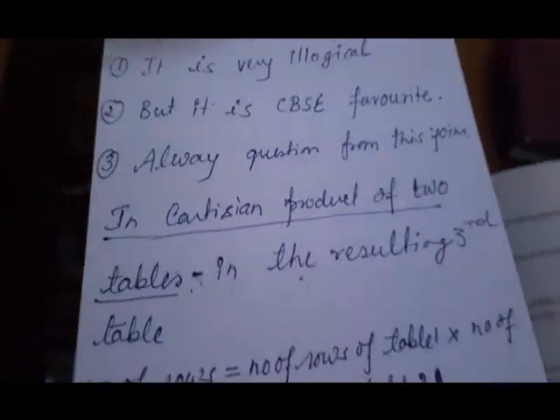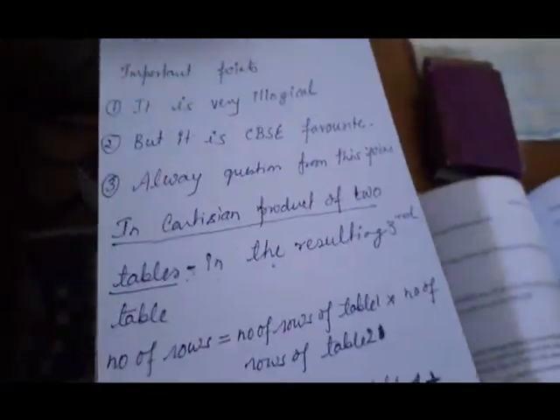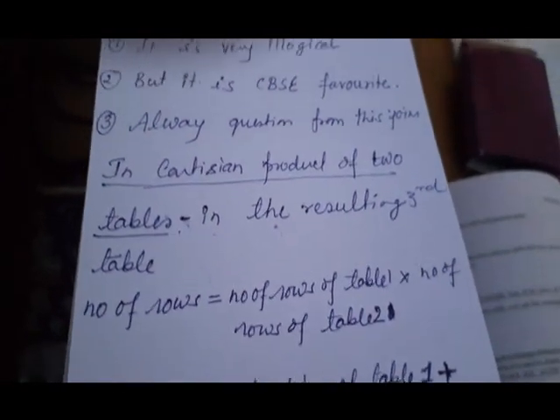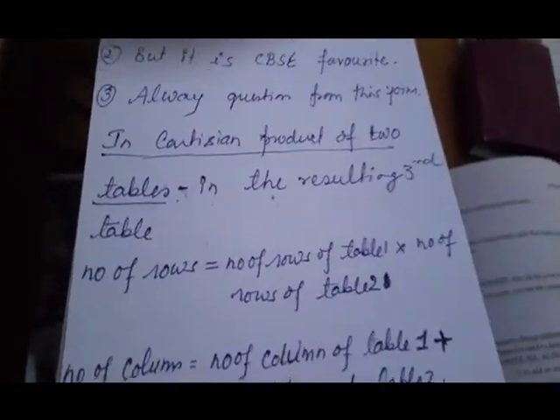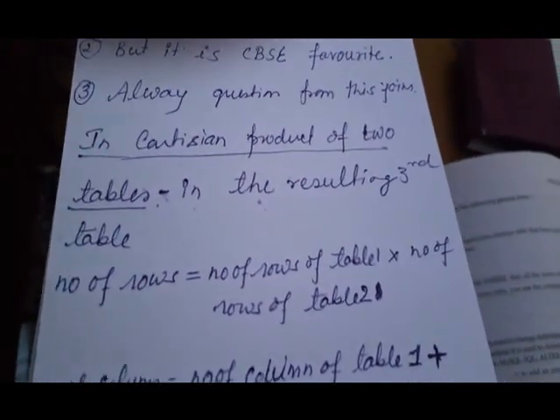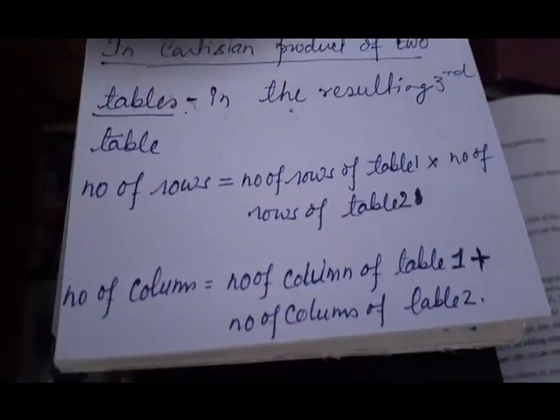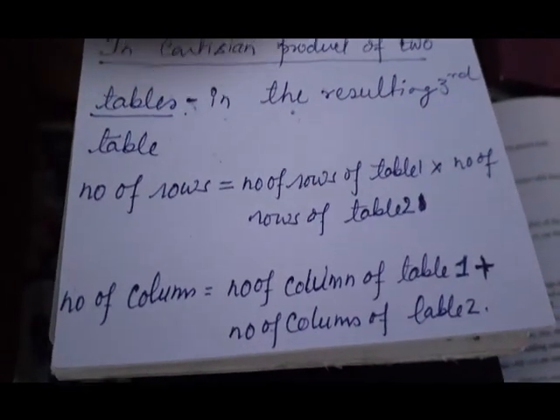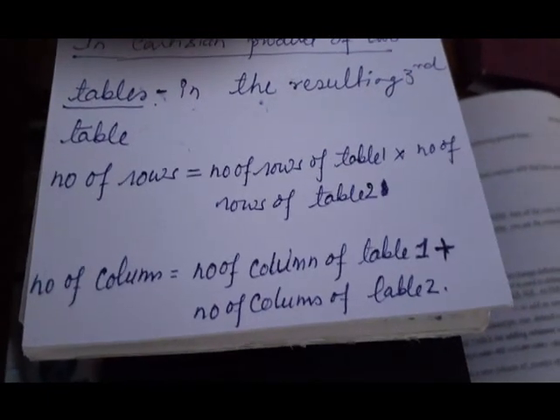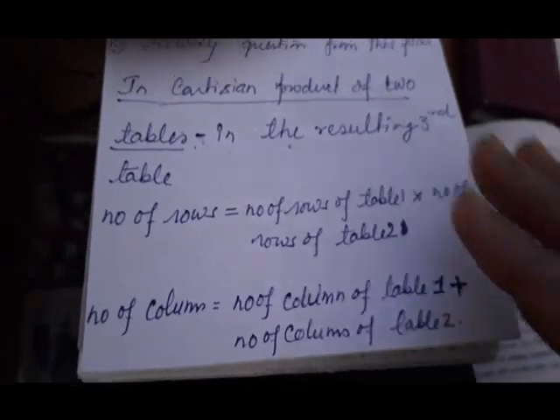Okay, in Cartesian product of two tables, why does this question appear? Because you can see here, in Cartesian product of two tables, in the resulting third table, the number of rows is equal to the number of rows of table 1 into the number of rows of table 2. Very important. And the number of columns in the third table is equal to the number of columns of table 1 plus the number of columns of table 2. Okay, so this is why this question generally appears.